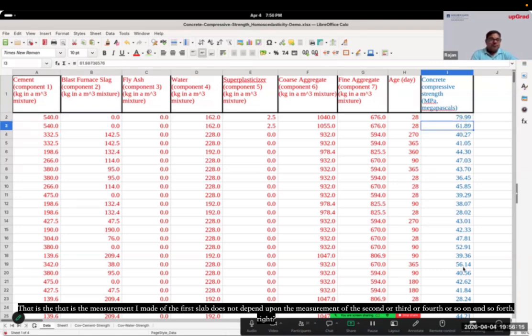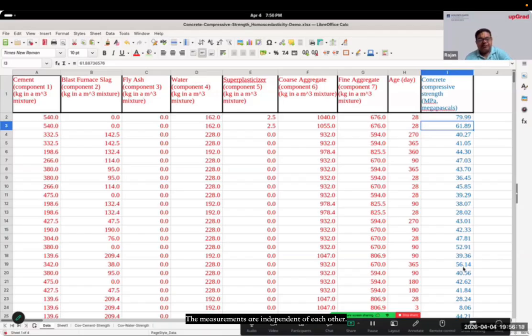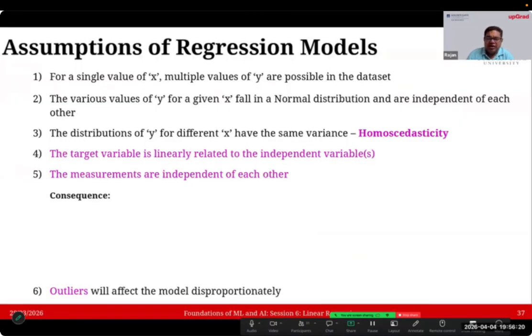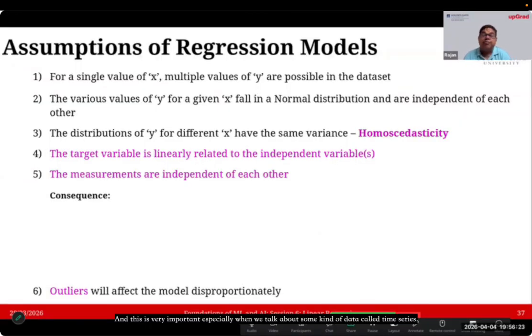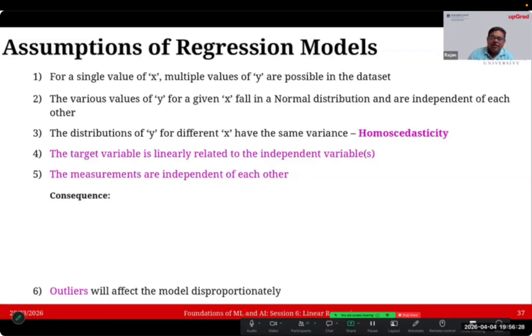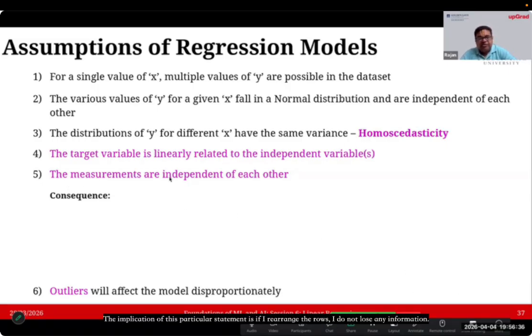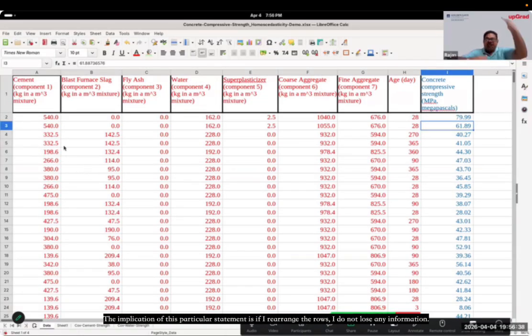So what did they do? They looked at measurements that are independent of each other. This is very important, especially when we talk about some kind of time series data like this. But here, because they are the members, they have the information. What is the implication of this particular statement? The implication of this particular statement is, if I rearrange the rows, I do not lose any information.